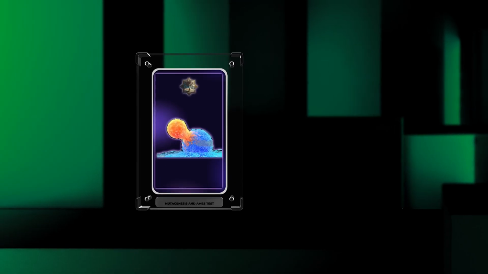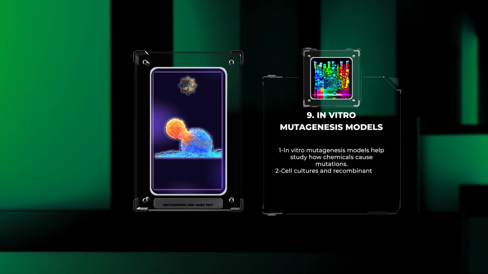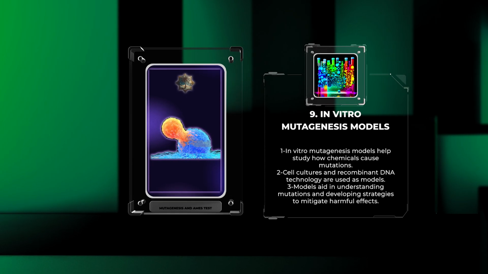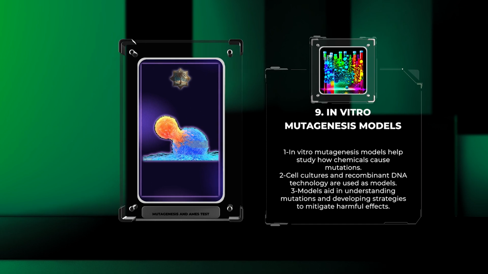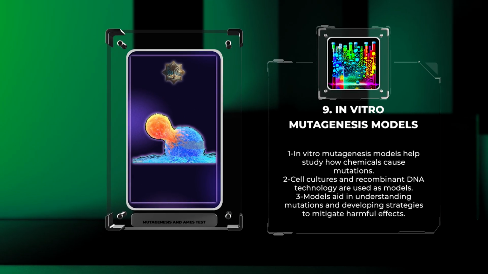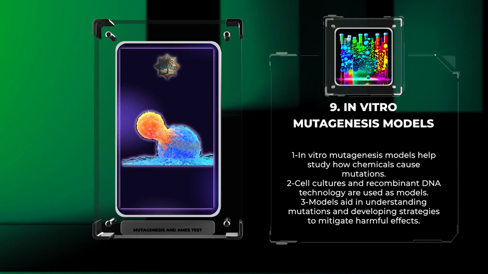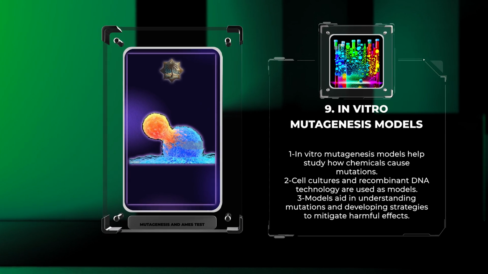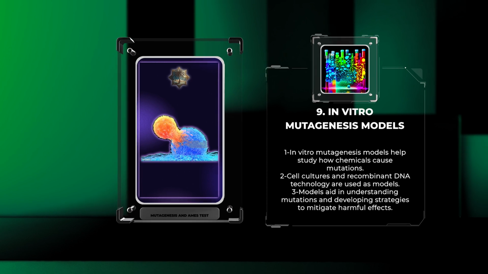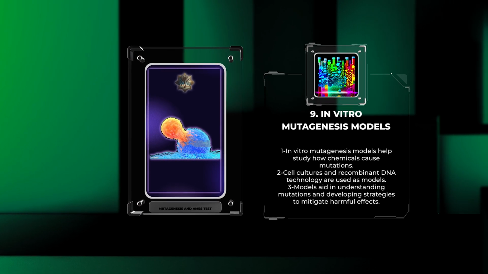In vitro mutagenesis models are tools that help us study how chemicals can cause mutations. They allow us to control experiments and study mutations in a lab. One model uses cell cultures to test mutagenicity, while another uses recombinant DNA technology to intentionally introduce mutations. These models help us understand mutations and develop strategies to mitigate their harmful effects.